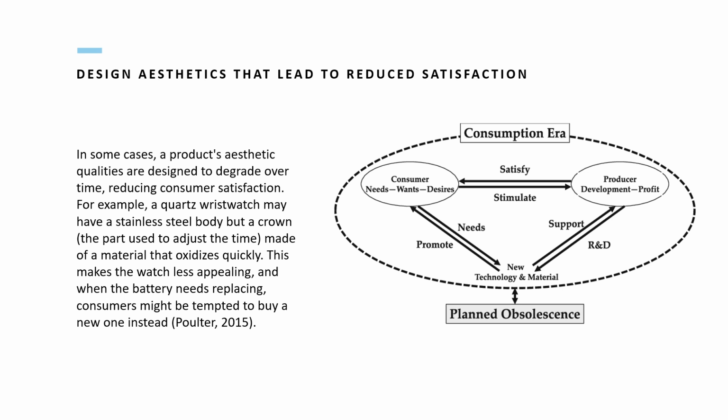The third one is design aesthetics that lead to reduced satisfaction. In some cases, a product's aesthetic qualities are designed to degrade over time, reducing customer satisfaction. For example, a quartz wristwatch may have a stainless steel body but a crown, the part used to adjust the time, that's made out of material that oxidizes quickly. This makes the watch less appealing, and when the battery needs replacing, consumers might be tempted to buy a new one instead.